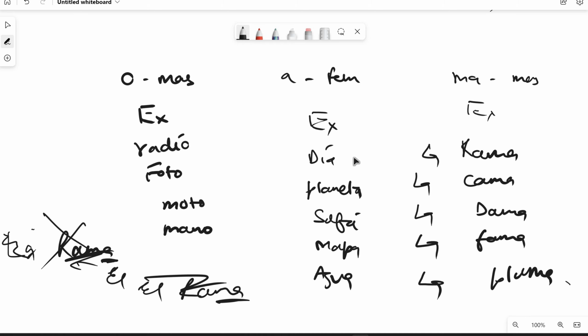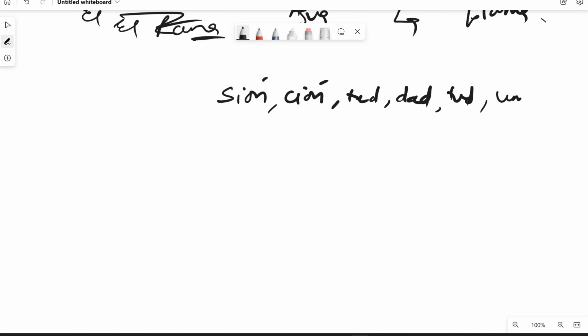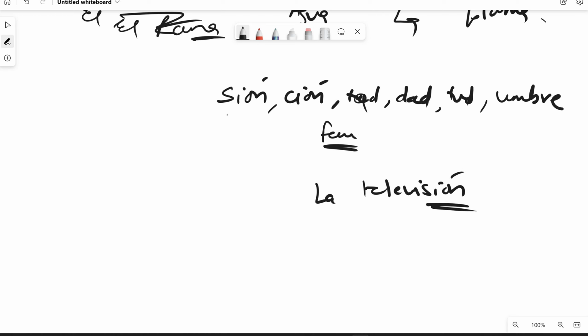Now, the nouns that end in sión, tad, dad, tud, and umbre are always feminine. No exceptions here. So any noun that ends in sión, tad, dad, tud, or umbre is always feminine without any exceptions. For example, la televisión, the television, ending in sión, obviously feminine.